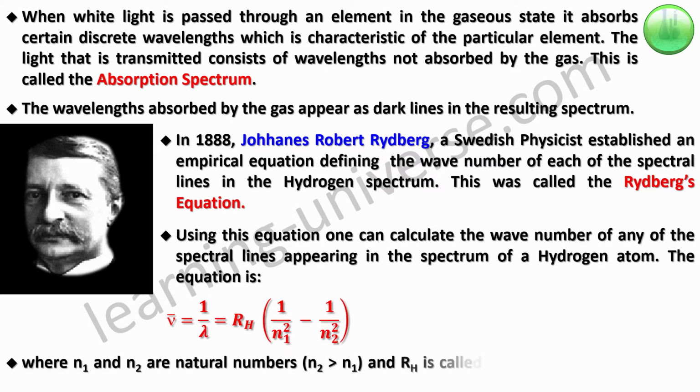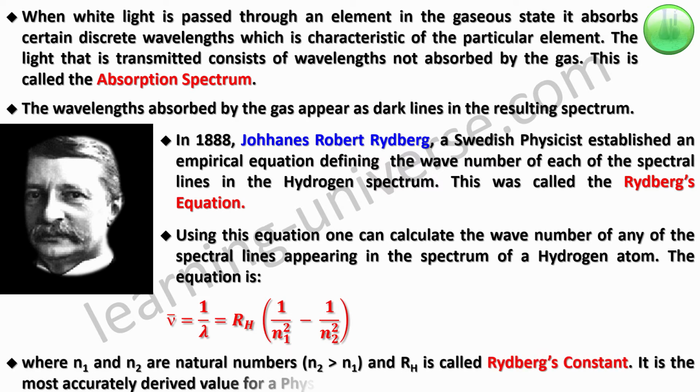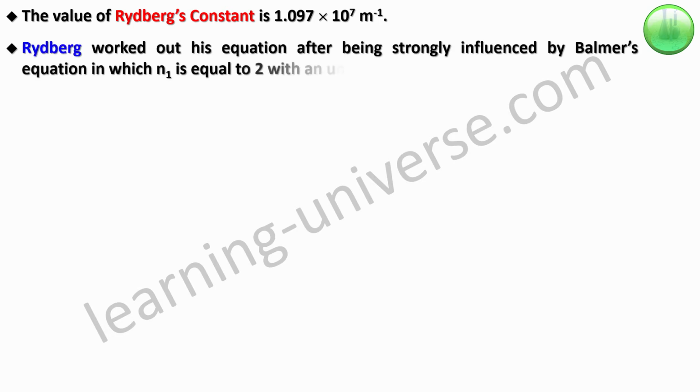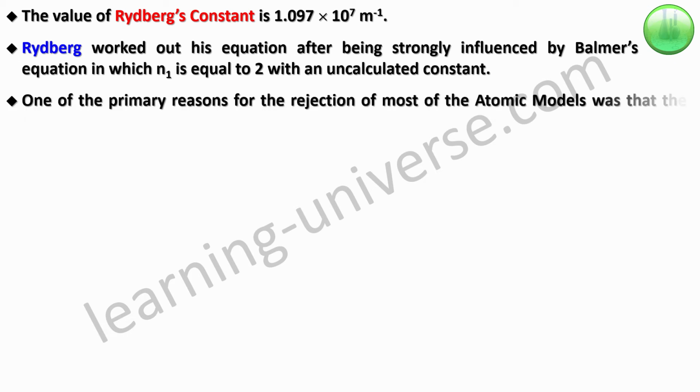Where n1 and n2 are natural numbers, n2 obviously greater than n1 because you don't want a negative value for 1 over lambda, and RH is called Rydberg's constant. It is the most accurately derived value for a physical constant. Now the value of Rydberg's constant is 1.097 into 10 to the power 7 meter inverse. Rydberg worked out his equation after being strongly influenced by Balmer's equation, in which n1 is equal to 2 with an uncalculated constant. Of course, one of the primary reasons for the rejection of most of the atomic models was that they failed to explain Rydberg's equation.